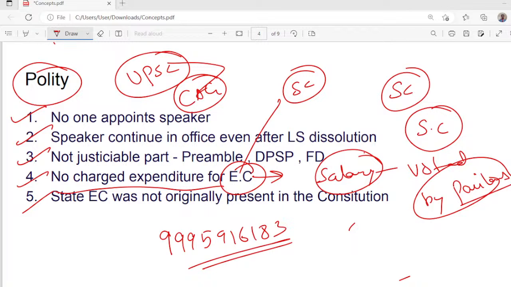Anyway, charged expenditures mean those expenditures which do not require voting in the Parliament. Some of the salaries come under that. For example, the salary of the President, the salary of UPSC members, the salary of CAG, all these come as charged expenditure. But in the Election Commission, there is no charged expenditure. Still, their salaries are voted by the Parliament. This is very unique. And fifth point.